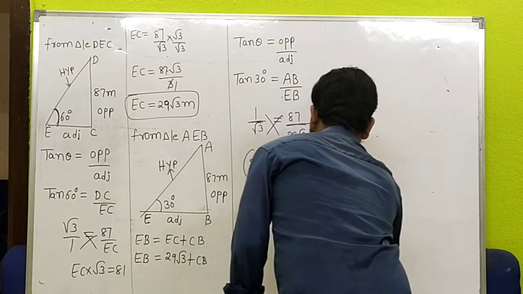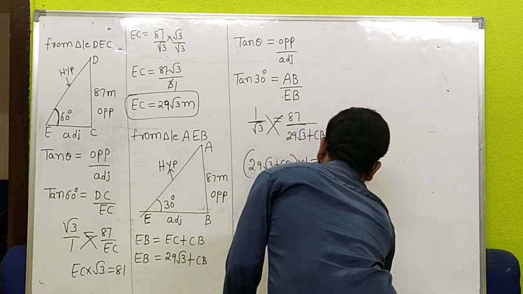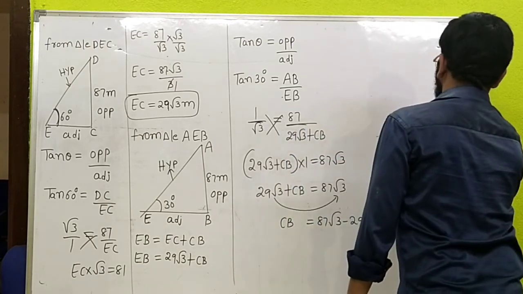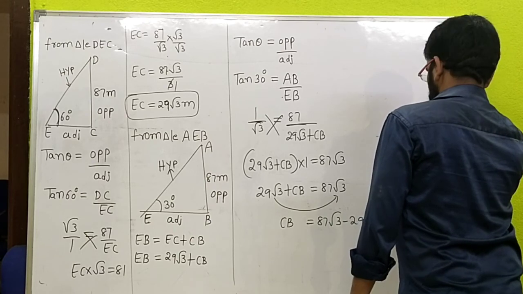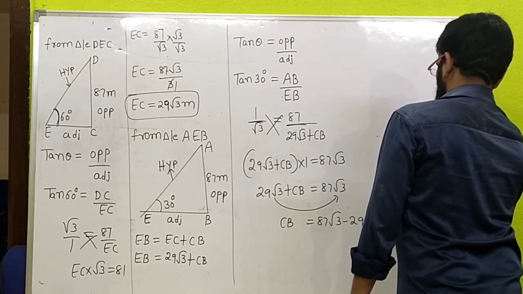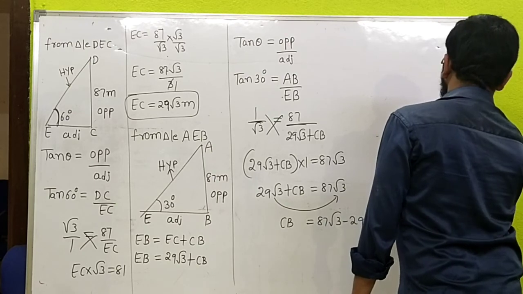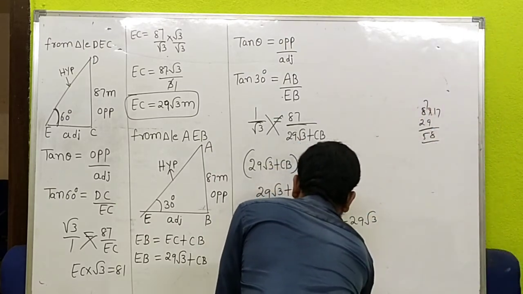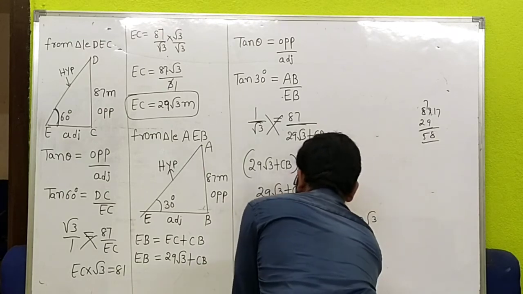If you send this over here, CB equals 87 root 3 minus 27 root 3. So it will be 87 root 3 minus 29... 87 minus 29 is 58. So CB equals 58 root 3 meters.